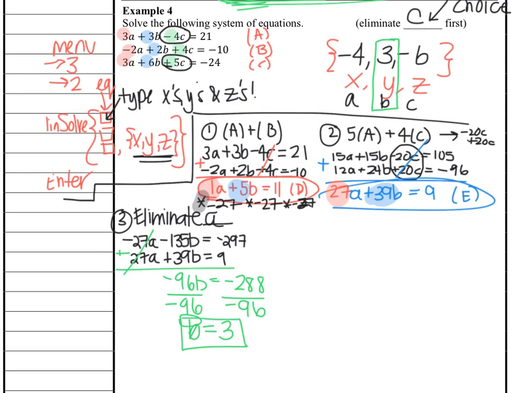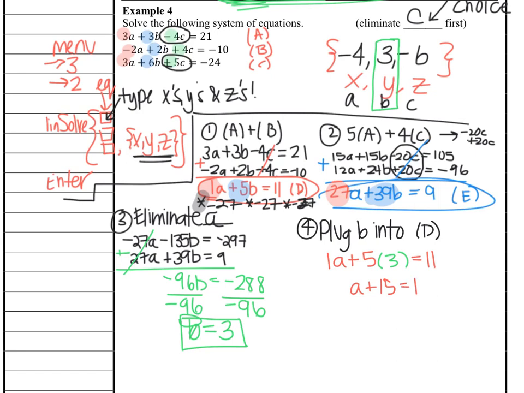Okay. Step number 4, plug B into either equation A or equation D. Or not D or A, it's D or E, sorry. Plug into either D or E. All right, so we've got 1 times A plus 5 times the B value, which is 3, and then equals 11. All right, so 1A, or A, plus 15 equals 11. Subtract away 15 and we get A equals -4. When I look back at my solution, A is in fact -4 because it matches up with whatever the X was.